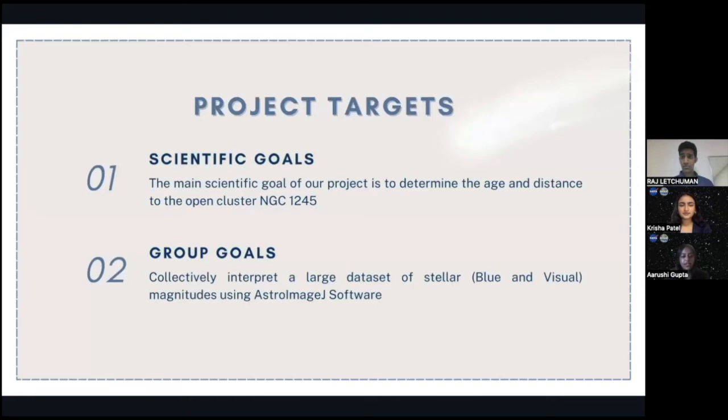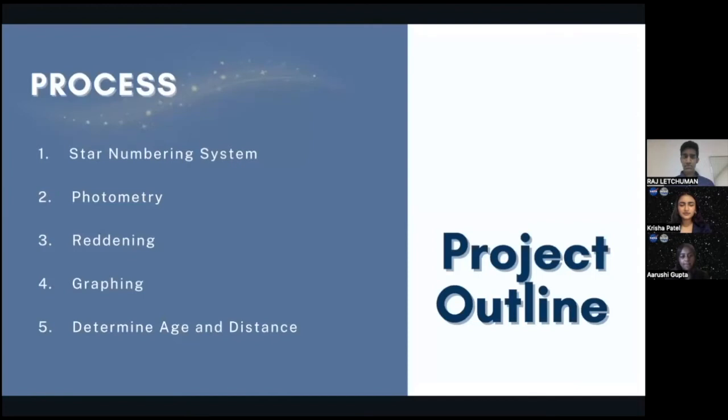Our targets for this project were divided into two categories, scientific and group goals. Our main scientific goal was to determine the age and distance to the open cluster NGC 1245, and our group goal was to collectively interpret a large data set of stellar magnitudes in both the blue and visual filters using AstroImageJ software. The outline of our project is divided into 5 main steps: determining the star numbering system and star division, photometry on AstroImageJ, correcting values to account for reddening, graphing the data set to determine the turnoff point, to finally determine the age and distance.